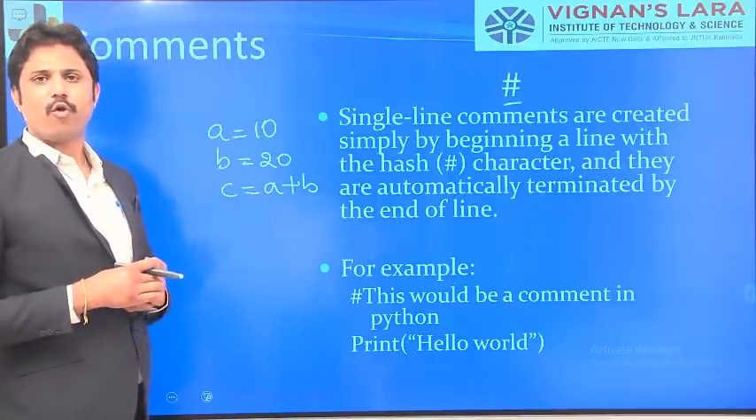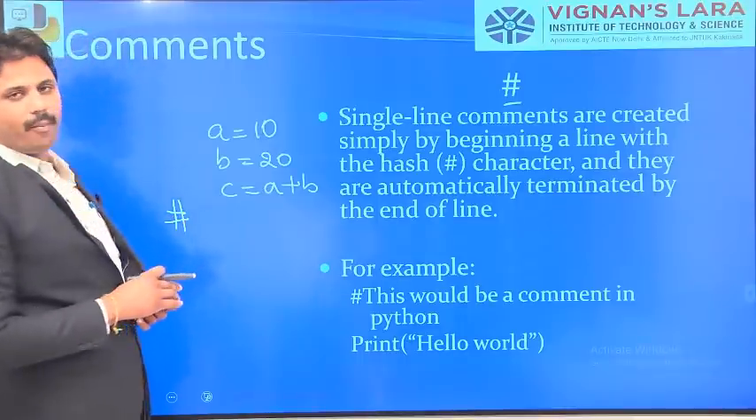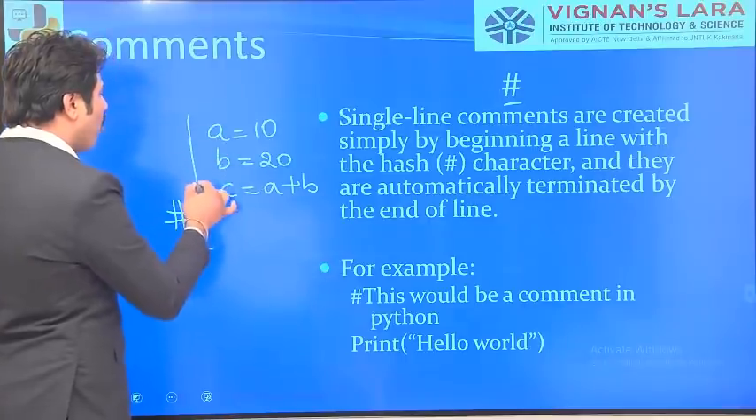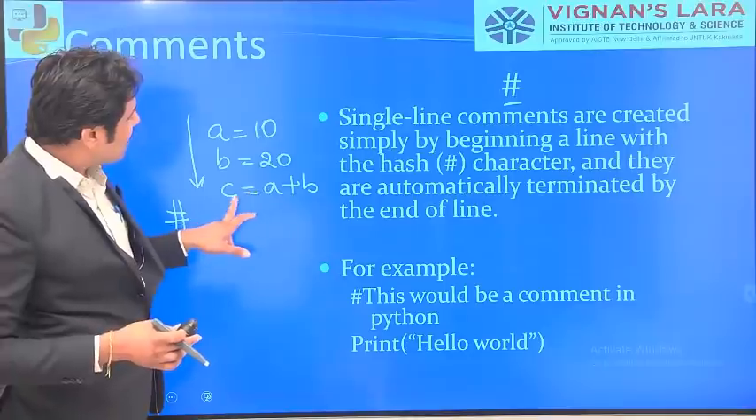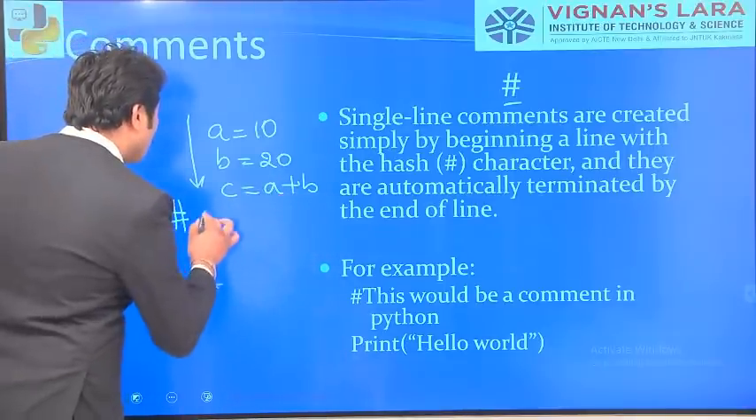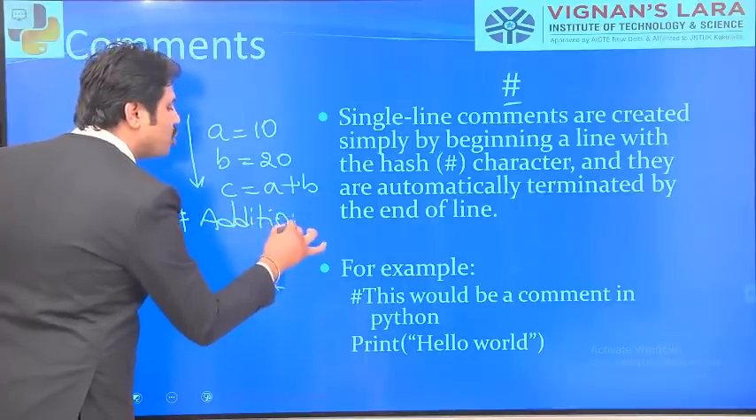What is the purpose of comment lines here? Let us observe. Here I am using this comment symbol, just to mention what the above lines say. Let us observe, C equals A plus B. That means it performs addition. So in comment lines, you simply write something like this: addition.